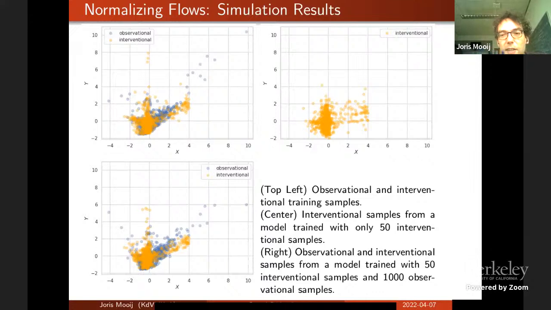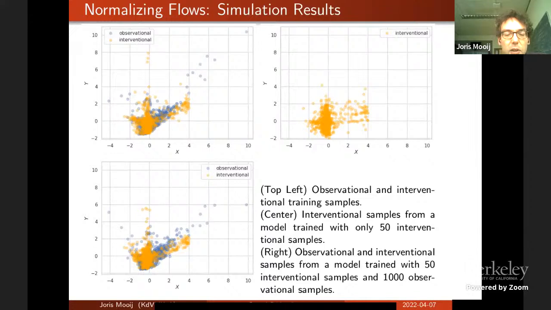Now on the top right, you see what we get if you use only 50 interventional samples. So the yellow dots, we take 50 of them randomly, and we train the model. And then we sample from the model again. Then we have reconstructed the interventional distributions in the way that you see in the top right scatter plot. So this is not a perfect reconstruction, but it's a reasonable one, perhaps.